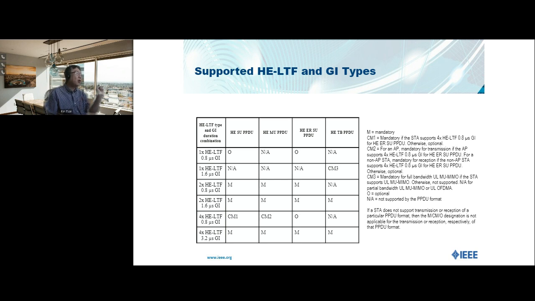In fact, if you look at this table, we don't even define 0.8 microsecond GI for the trigger-based PPDU. So the common use for the trigger-based PPDU is the 2x HE-LTF with the 1.6 microsecond GI. If you do full bandwidth uplink MU-MIMO, most likely the use is 4x LTF with 3.2 microsecond GI. So that's the most commonly used mode. The standard specifies all these mandatory, conditional, and optional required modes. You can read the details.